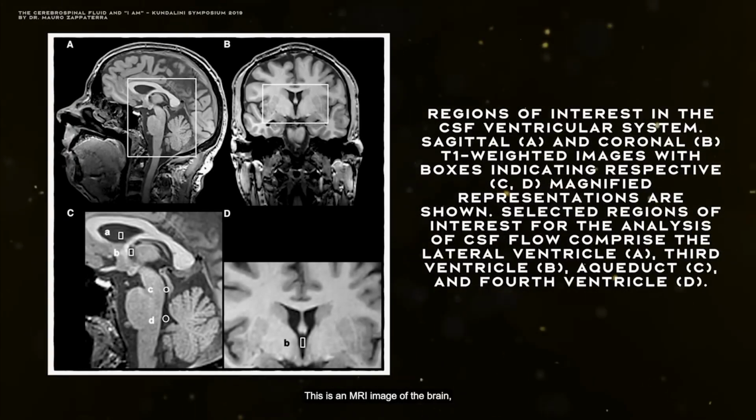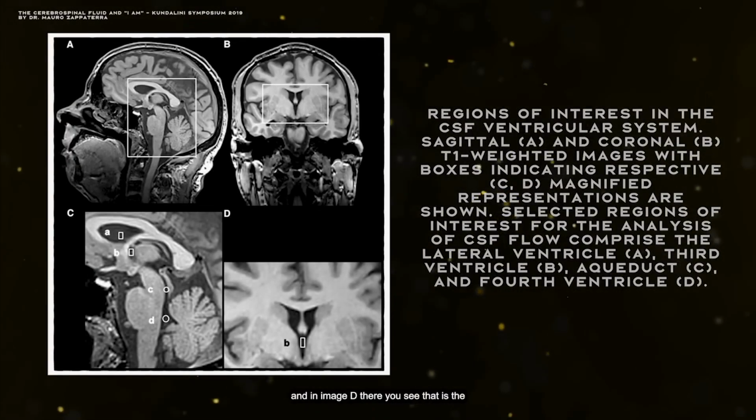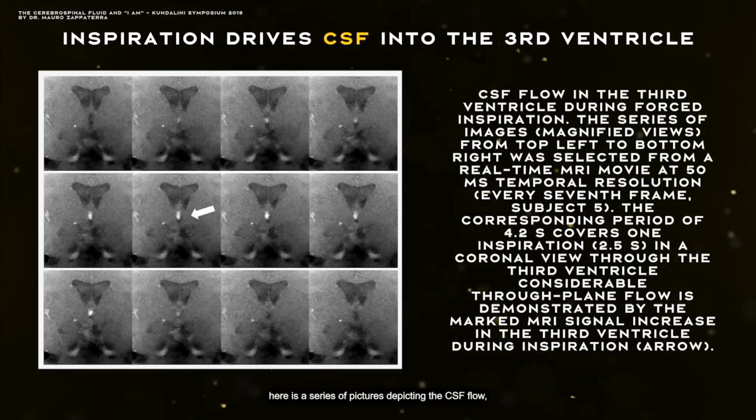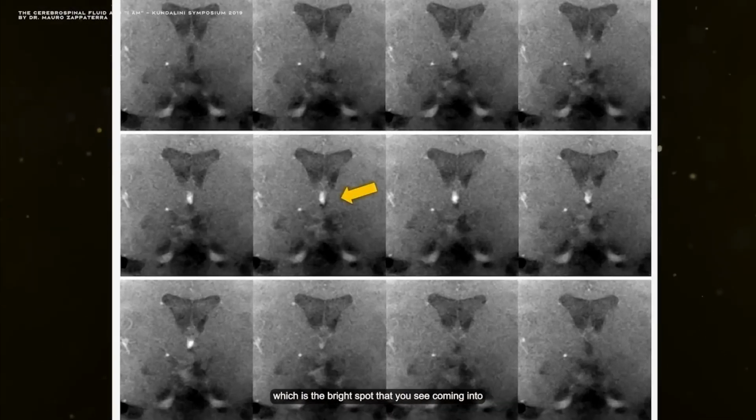This is an MRI image of the brain, and in image D there, you see that is the image of what is enlarged in image B. That is an enlarged view of the third ventricle. Here is a series of pictures depicting the CSF flow, which is the bright spot that you see coming into the third ventricle during forced inspiration. This depicts one inspiration lasting 2.5 seconds. So it'd be something like this.